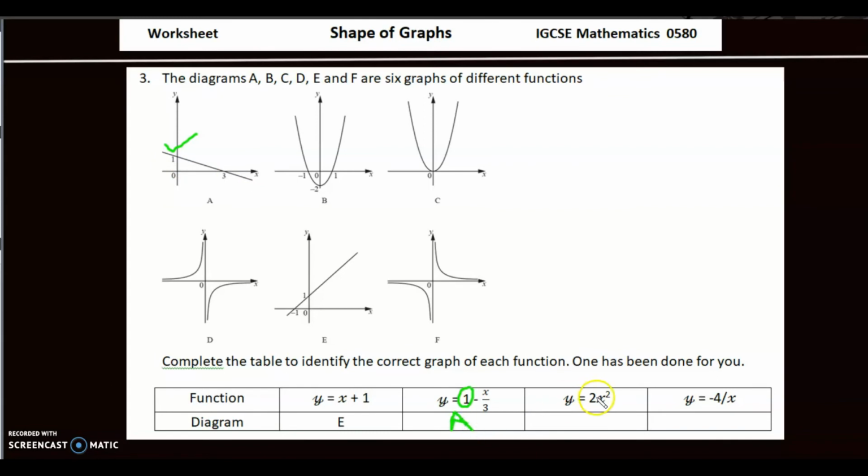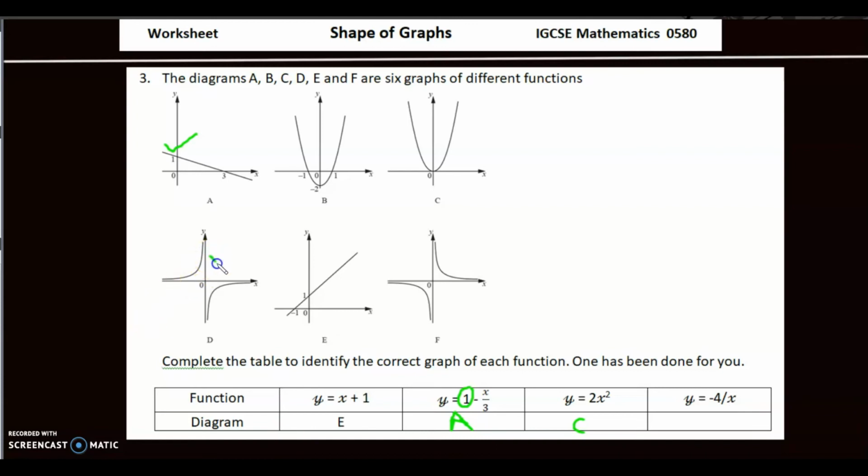Okay, then we have 2x squared, so it's going to be a U-shaped graph, and since it's 2x squared plus 0, it's going to touch the origin, when x is 0, y is 0, so that's going to be figure C. And in the last one we have y equals minus 4 upon x. That's a reciprocal function. That means there needs to be a discontinuity at x equals 0, because at x equals 0 the function would be undefined.